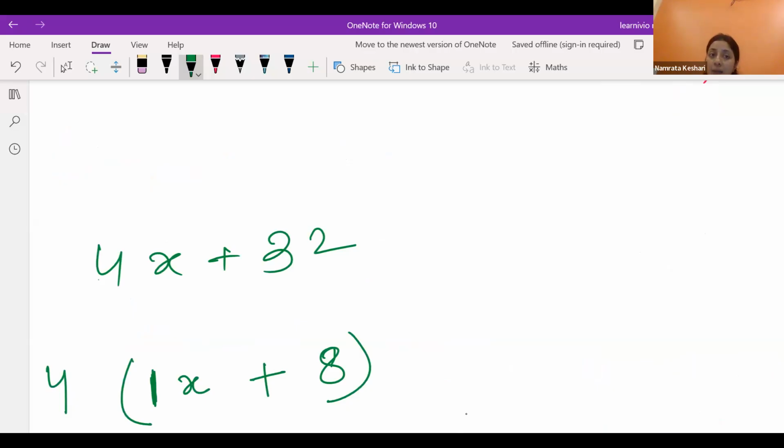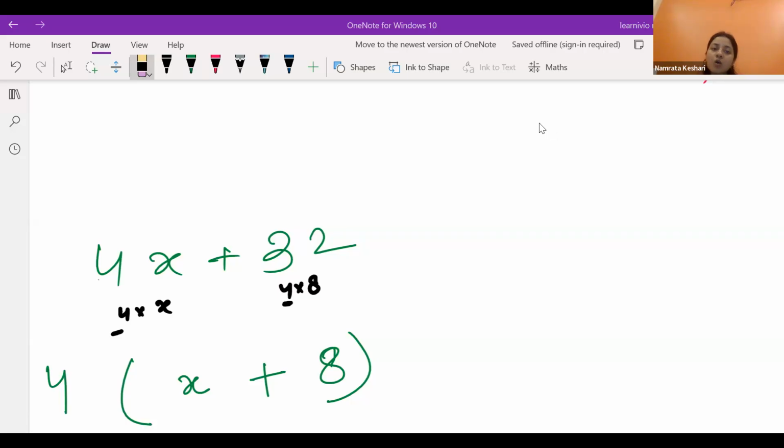But what is exactly happening over here? Exactly this is happening, that 4 into x over here and 4 into 8 over here was there. So 4 we have taken out and that's why x plus 8 is remaining. Is it making sense? Yes, ma'am. Okay, so this part is behind the scenes.